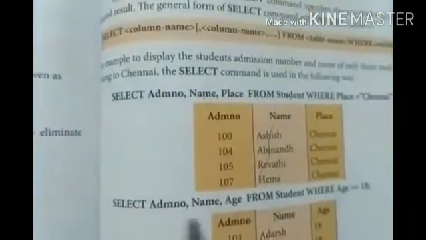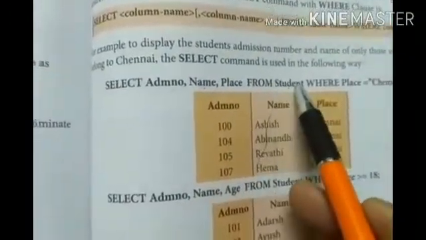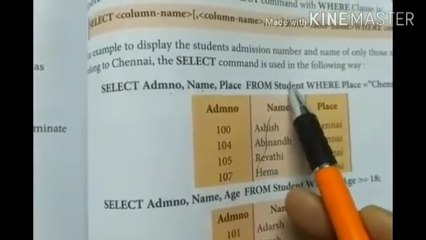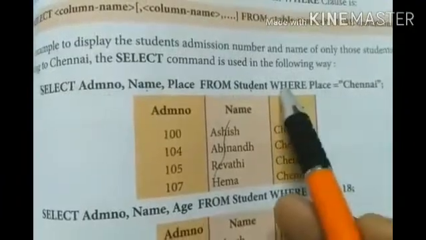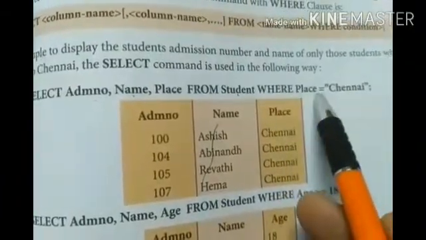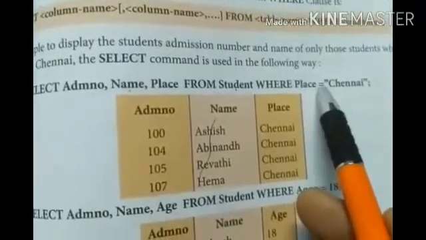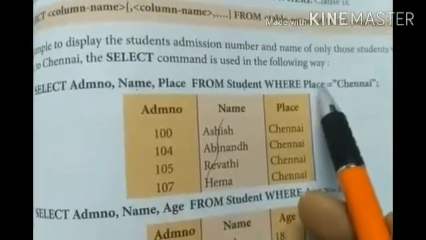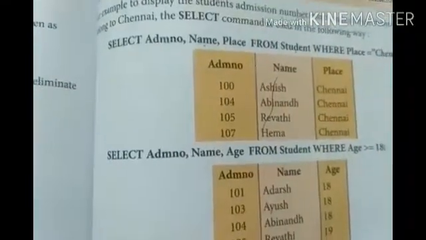So how do we form the query? SELECT admission number, name, and place FROM student table WHERE the place is equal to Chennai. After the WHERE clause you have to specify the condition. Here, what is the condition? Those students who are in Chennai, so the place is equal to Chennai. So the 4 records get selected and displayed.